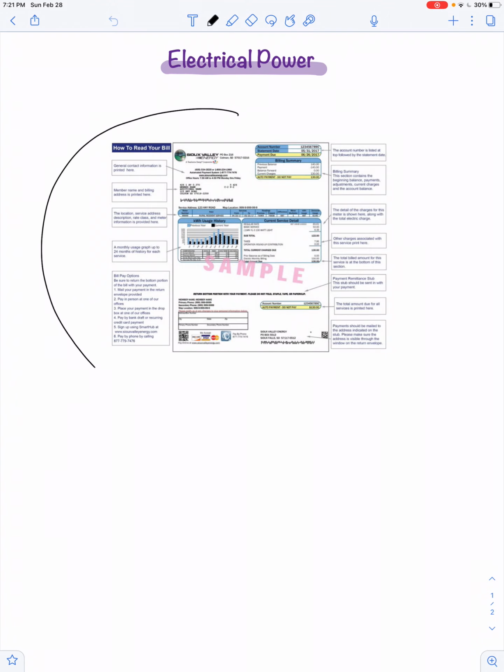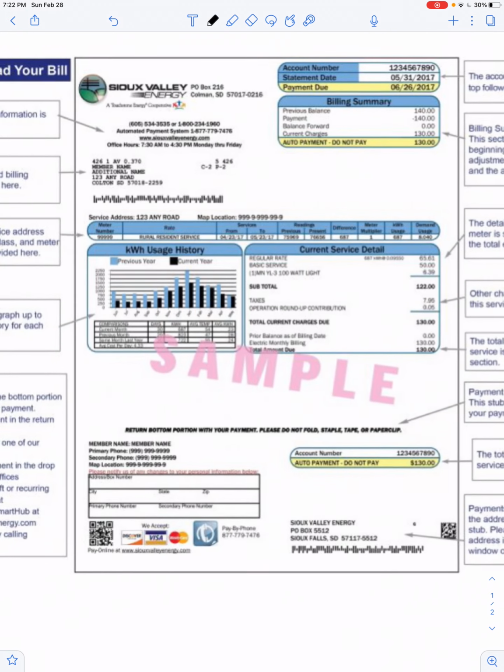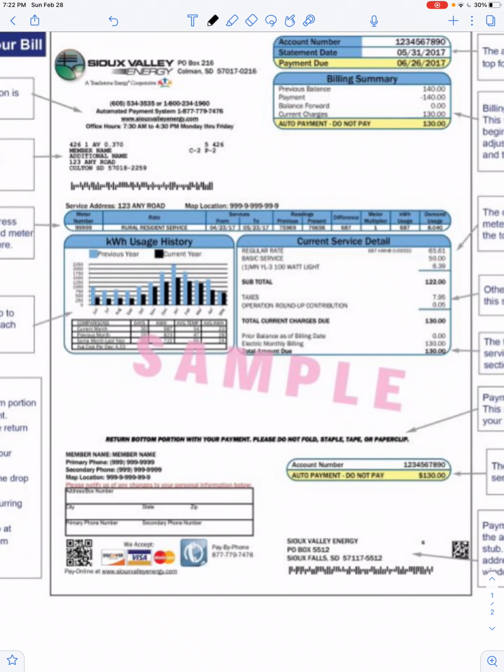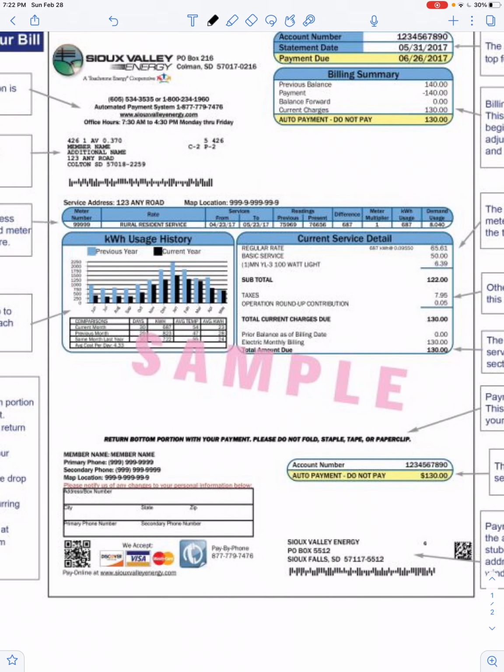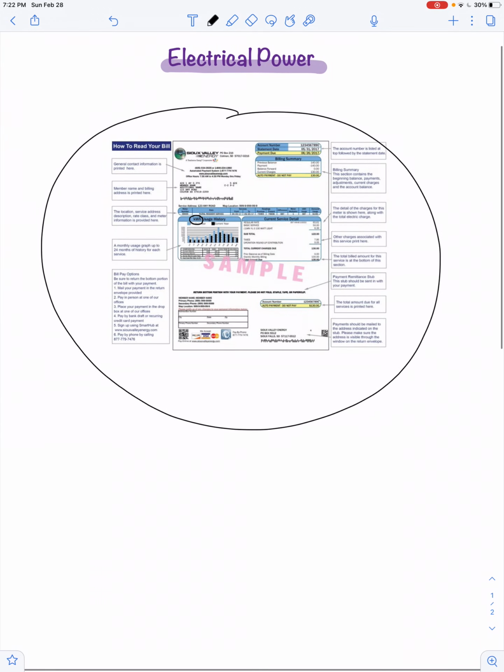Here's a sample electricity bill. And if we zoom in, no matter who your provider is, generally speaking, every electricity bill will have some indication of your usage measured in kilowatt hours. That's what you're paying for when you pay for electricity. So you're paying for some amount of kilowatt hours of electricity.